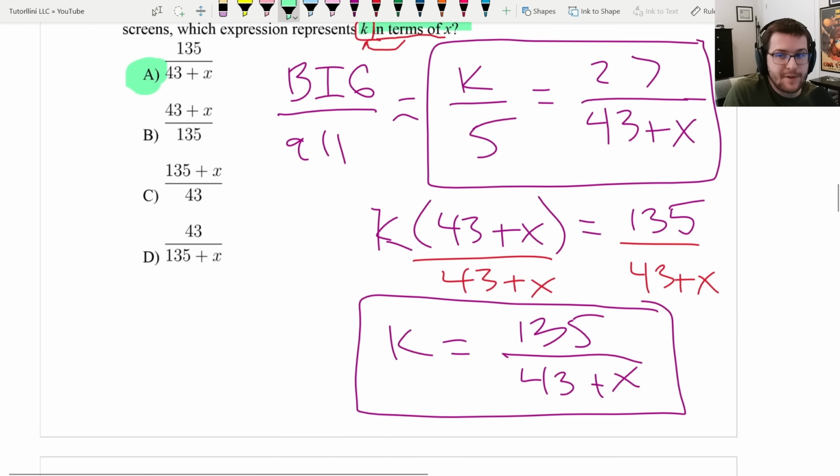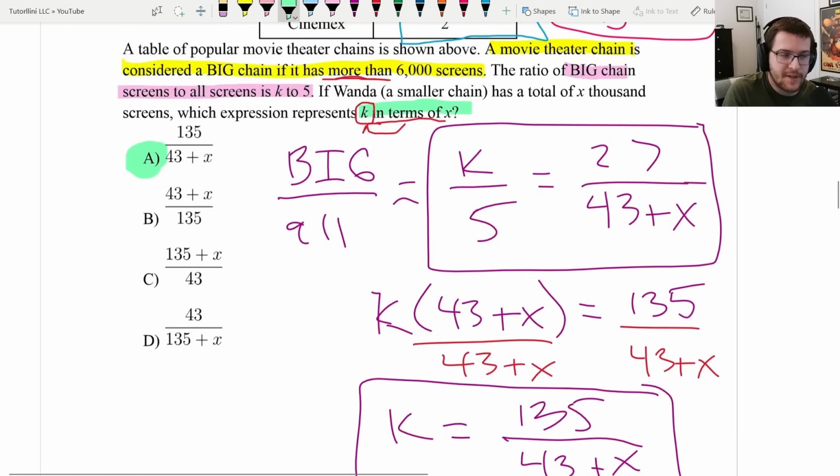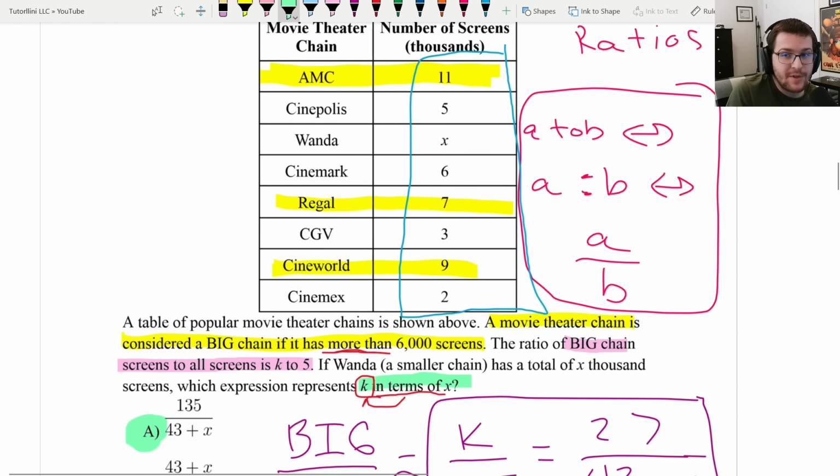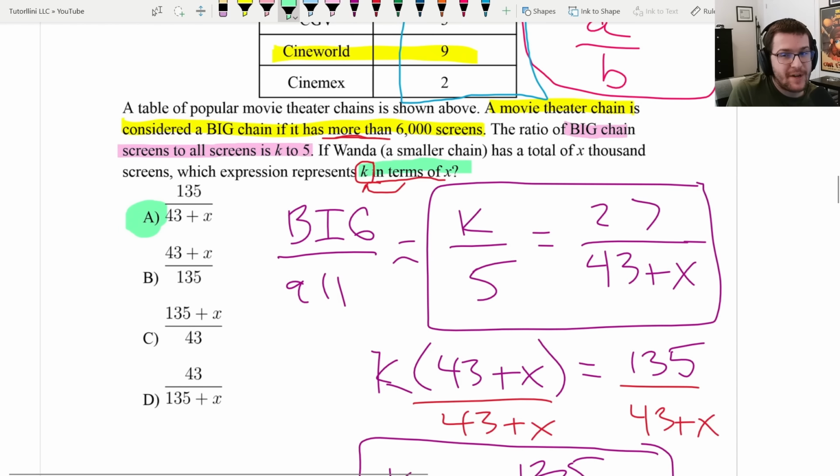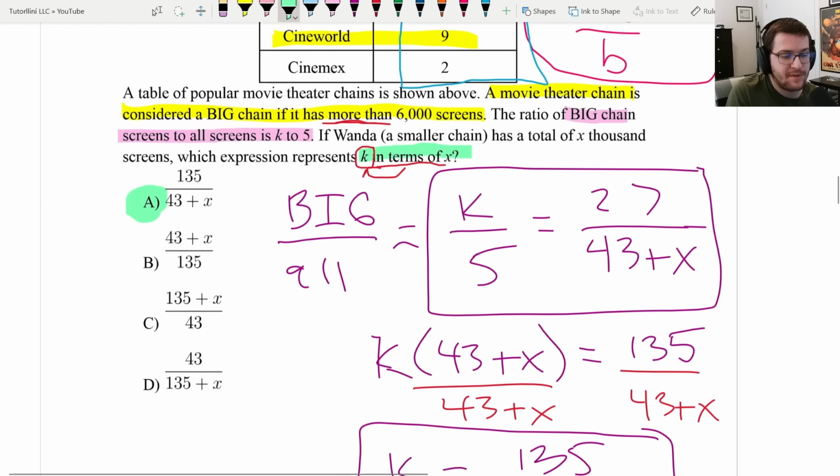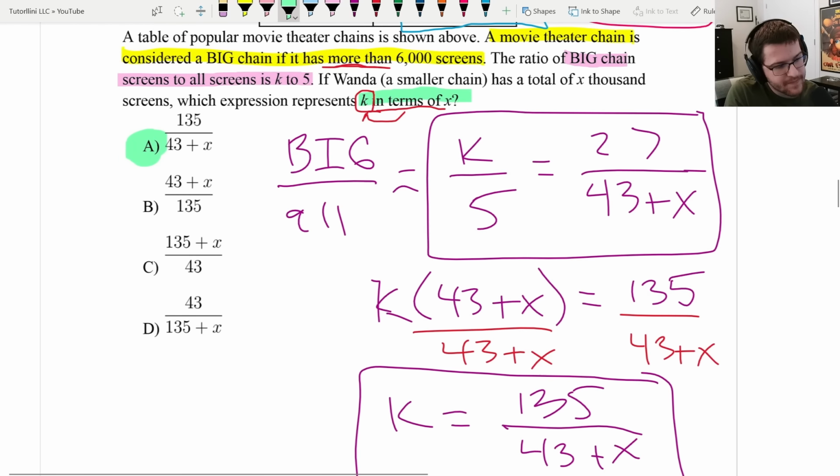So there's a lot of really important things going on in this question, guys. You need to know how to do a story problem. You need to know how to read a table. You need to know how to write ratios. And at the very end, there were some literal equations involved. So this was a really loaded question.